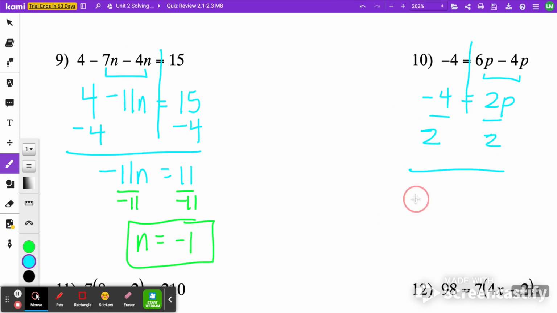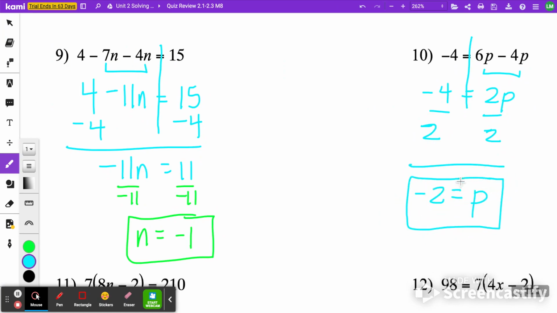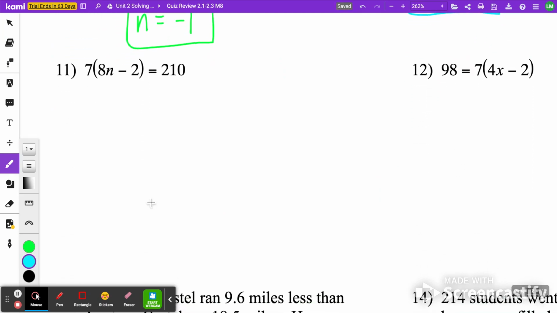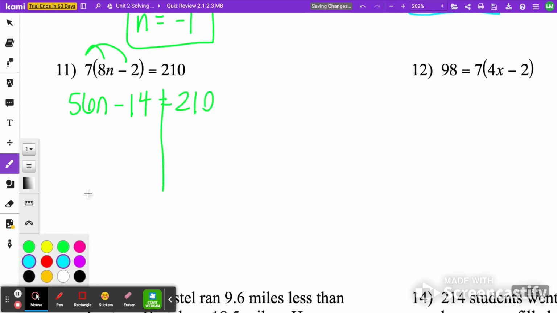-4 divided by 2 is -2, so p is equal to -2. For number 11, I need to distribute first. So I'm going to do 7 times 8n, which is 56n, and then 7 times -2, which is -14. All is equal to 210. Next up, I'm going to add 14 to both sides.